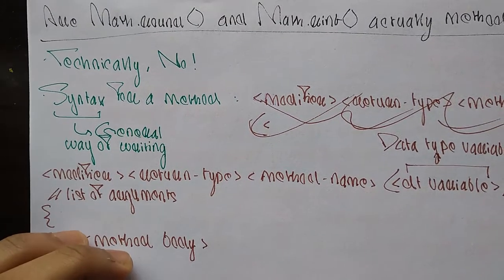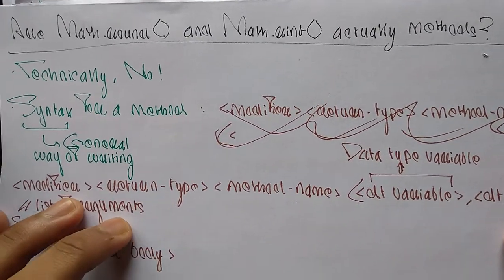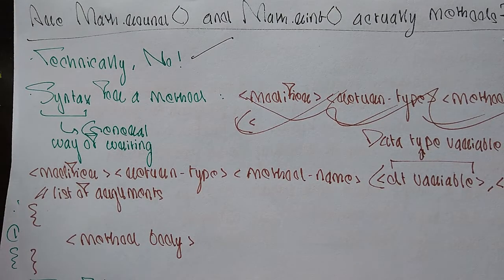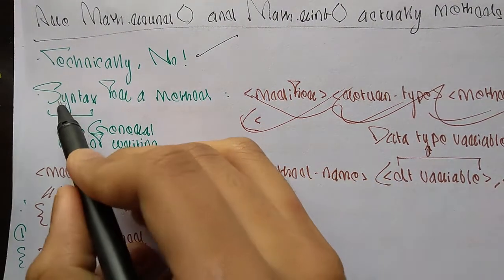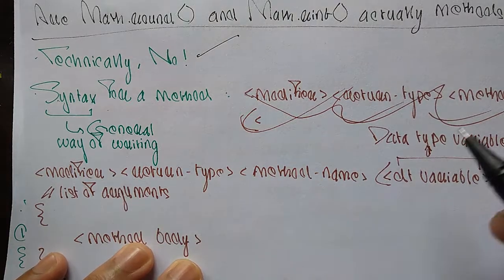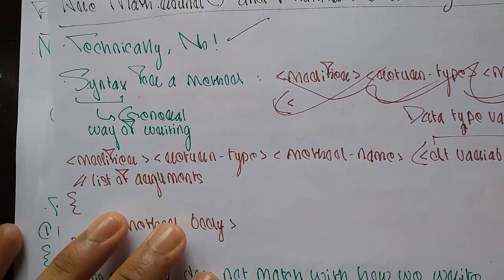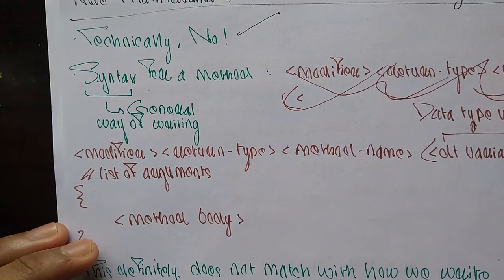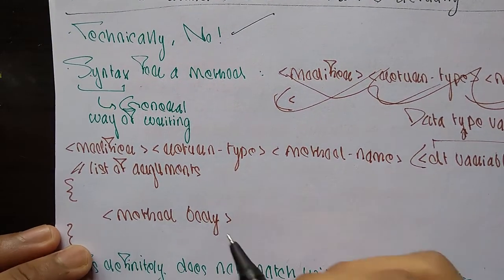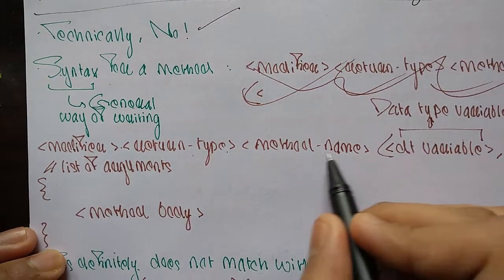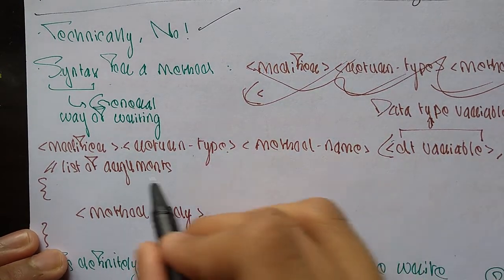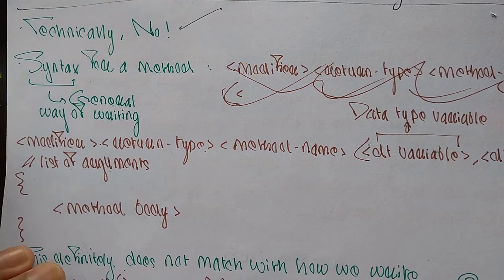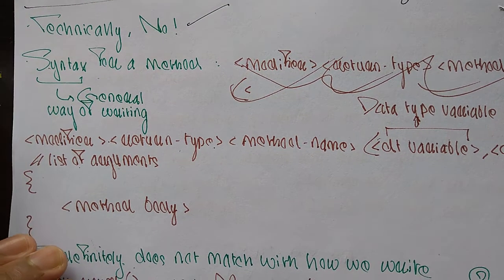Now I raise a question, are Math.round and Math.rint actually methods? Well, actually they aren't. Okay, because you see the syntax of a method. And what is the syntax? First of all, syntax is a general way of writing something, and we call that general way of writing in computer language syntax. So this is modifier, return type, method name, data type, variable, and you won't understand this. You'll be like, what is this? Modifier, return type, what?